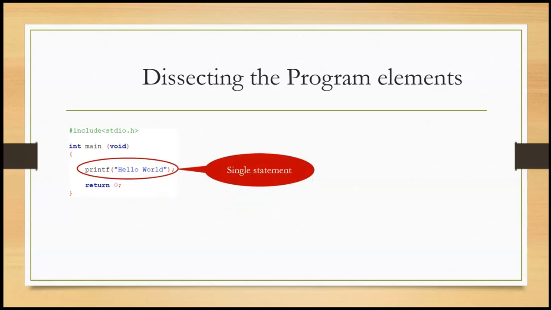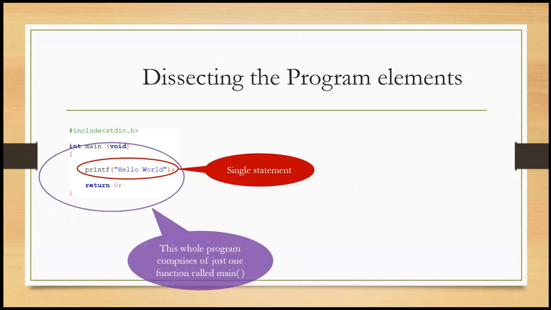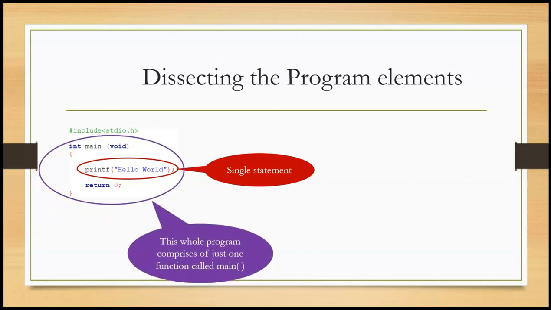Next we have printf hello world in double quotes inside parentheses, and after the right parenthesis we have a semicolon, and this whole statement is a single C statement, okay? This whole program comprises just one function called main, but as we will see shortly, it is possible for a C program to have several functions, but the main function has to be the starting or the entry point of the program, or in other words, the program's execution starts from main.